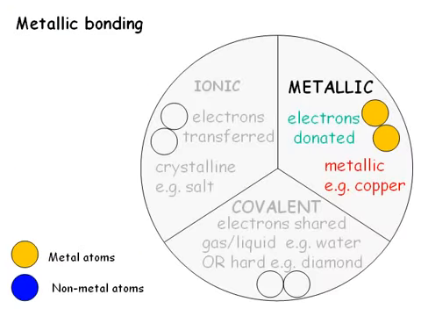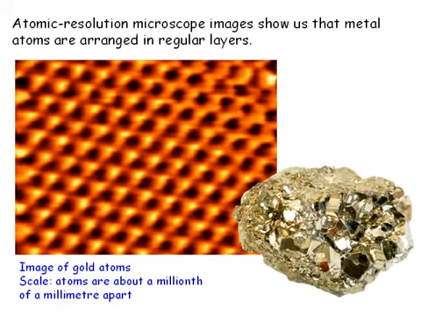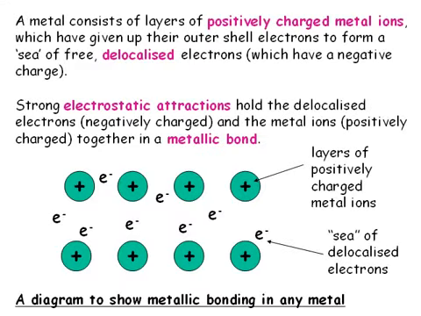Finally, we need to know about the bonds that form between metal atoms. This is the bonding we'll find in any of the metallic elements such as copper or iron or gold. Metals have a regular layer structure. Each layer consists of positively charged metal ions that have given away their outer shell electrons.